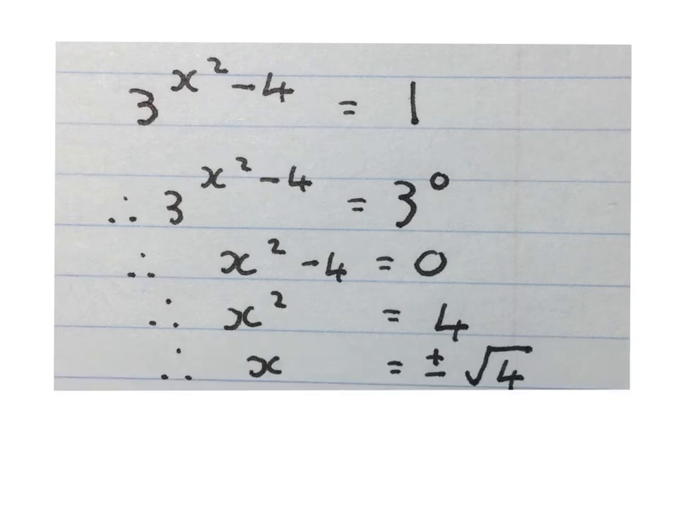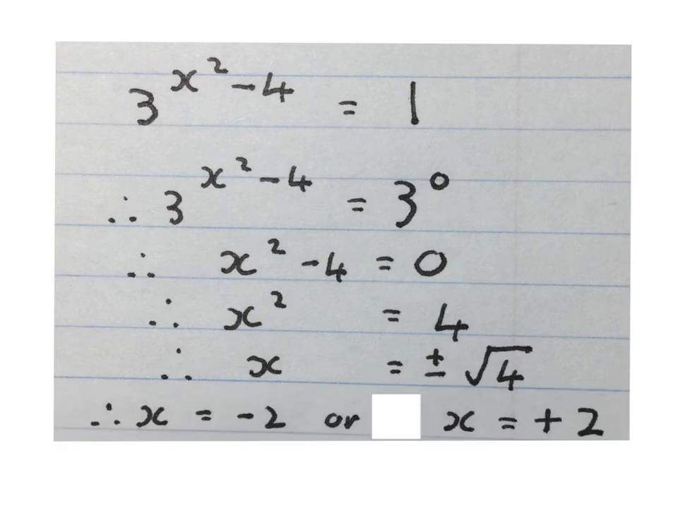To get rid of the square, we square root both sides. And remember to write x equals plus or minus the square root of 4. Final answer, x equals minus 2 or x equals plus 2.